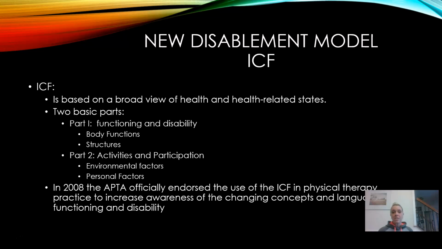Where this is, I guess, a little different than the Nagi model is the part 2. And what this model takes into consideration is that there are other, sometimes outside outlying factors that can play into part 1 or into the Nagi model. And those are things like environmental factors. Where is the person working, exercising? What sort of environment are they functioning in? And then personal factors, which are things like their age, their gender, their motivation levels.